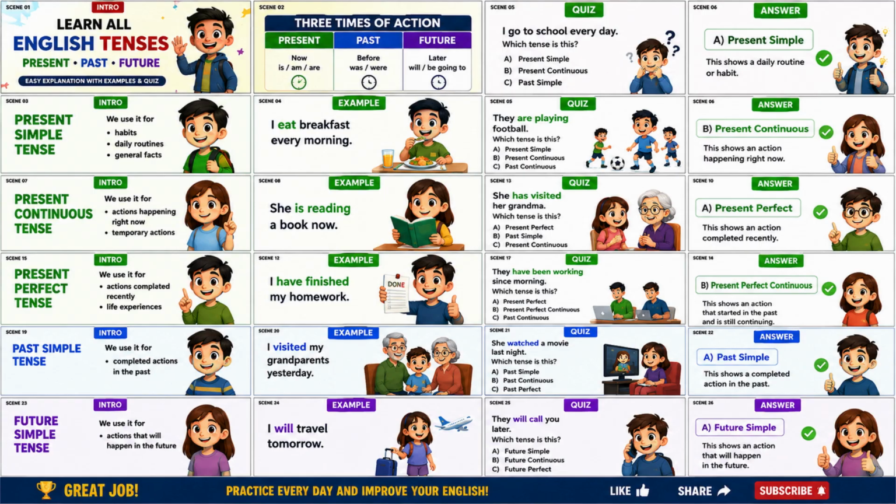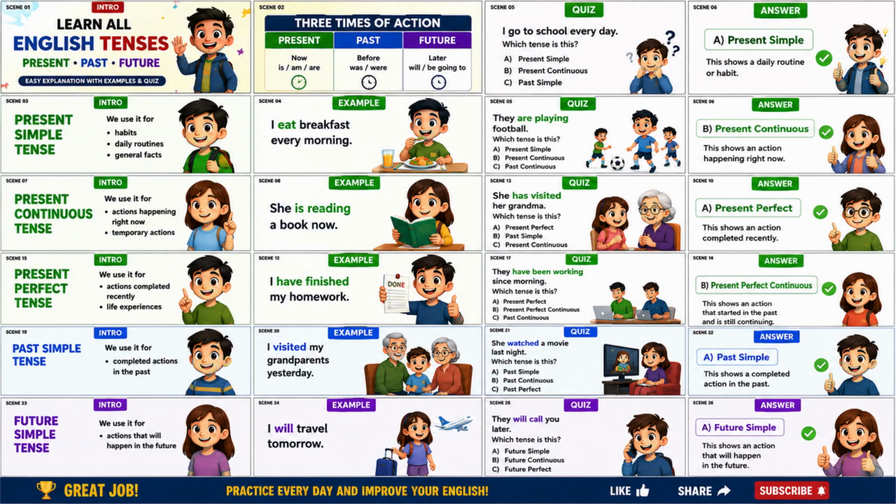Present perfect continuous. This shows an action that started in the past and is still continuing. Example: I have been reading for 2 hours. She has been working all day. They have been playing since morning. Subject plus have/has been plus verb-ing. Wonderful.